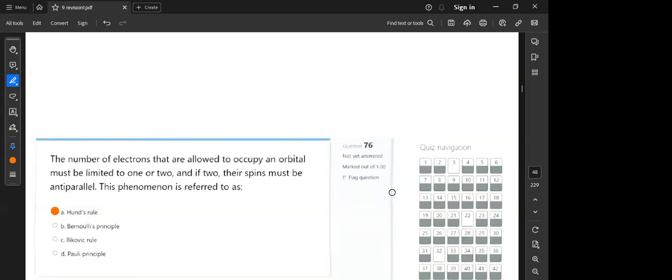Why is it Hund's rule and not Pauli's principle? For this one, we say the answer is Pauli's principle. But when we're talking about the spins, I think it's Hund's rule. Yeah, that's true. Pauli's exclusion is mainly saying that no two electrons within an atom may have the identical set of all four quantum numbers.